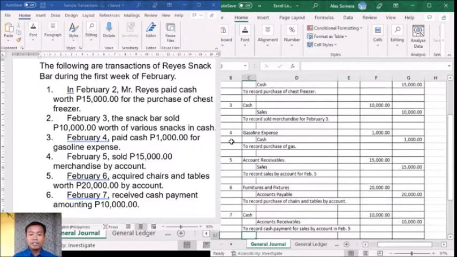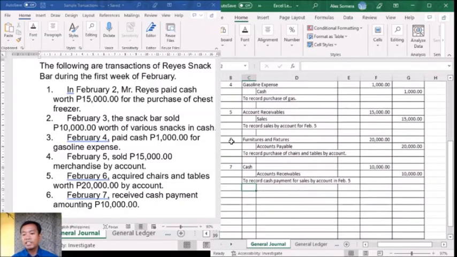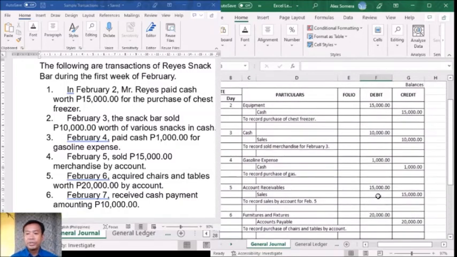Okay, so these are just an example of how to record financial transactions in a general journal. So kung tatanungin ko, balanse ba yan? Of course, balanse. Because for every amount that you enter in the debit side, you should also enter that same amount in the credit side.